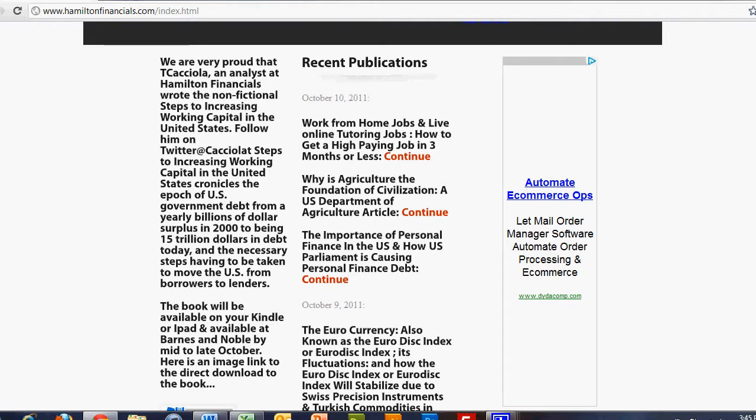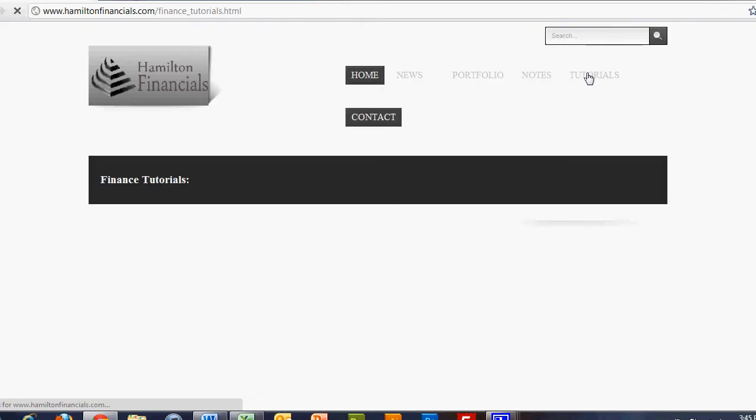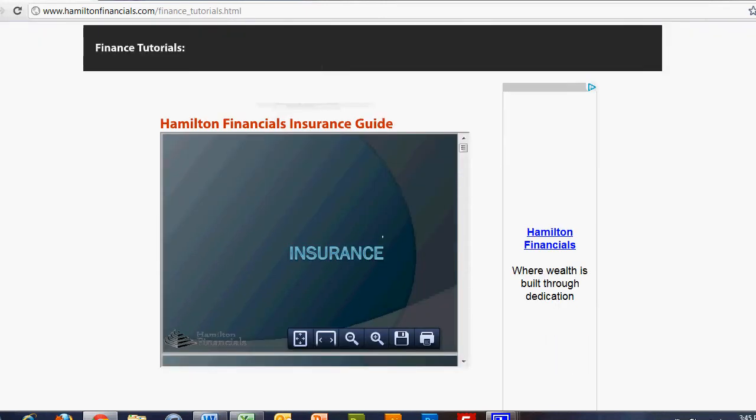So, to find changing the beta of a portfolio, go to our homepage, www.hamiltonfinancials.com, click on the tutorials link. Here you'll see our insurance guide, and beneath that is changing the beta of a portfolio. There will be a link to that. Click that link and it will give you the equation and a practice problem for you to solve.